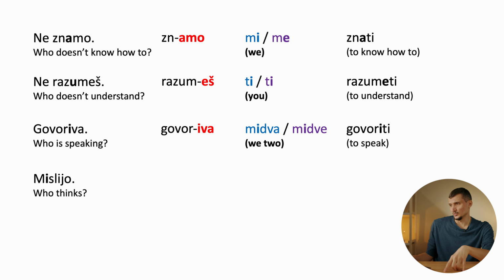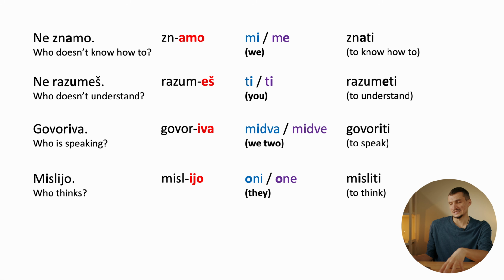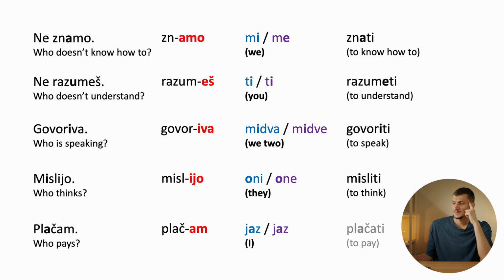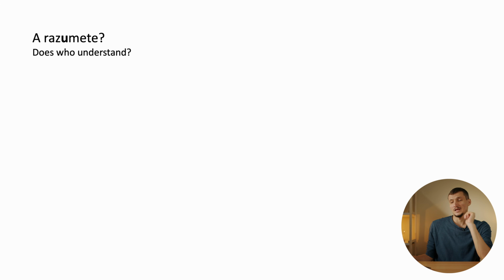We have apparently two other verbs beside to know how to, to understand, and to speak. So mislijo, misliti is to think. Mislijo, who thinks? Mislijo, or you can think of it as ijo if that's easier. It is they. Misliti. Plačam, or plačam, it is I. To pay. So we have znati, to know how to, razumeti, to understand, govoriti, to speak, misliti, to think, and plačati, to pay.